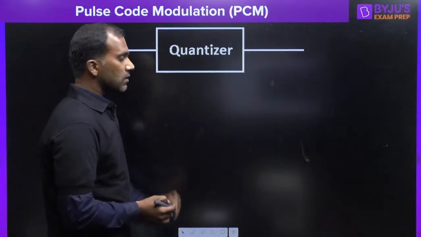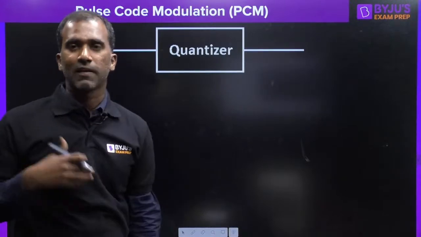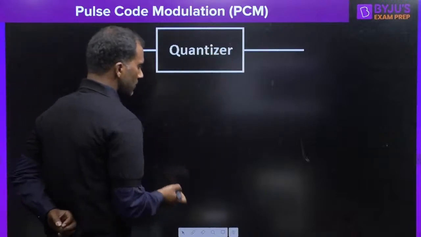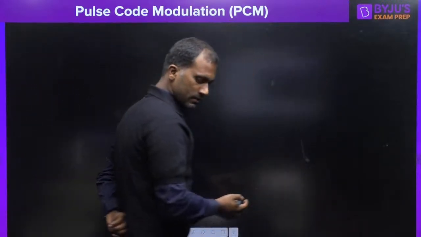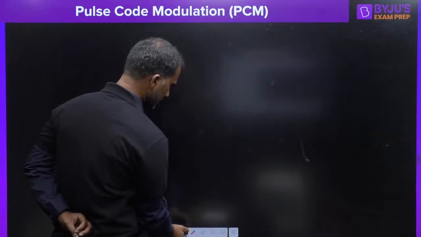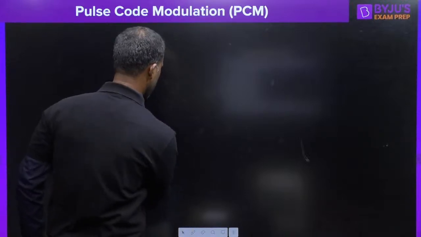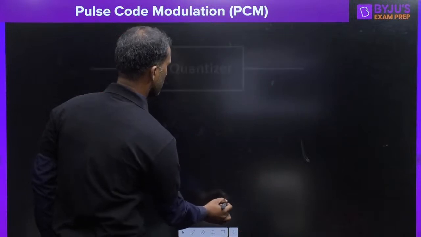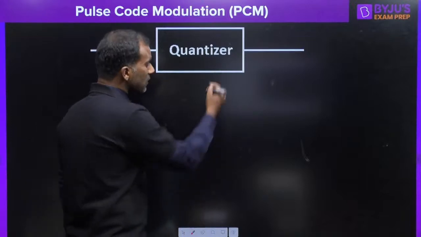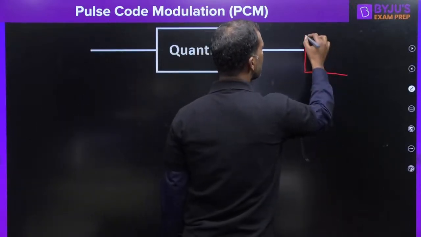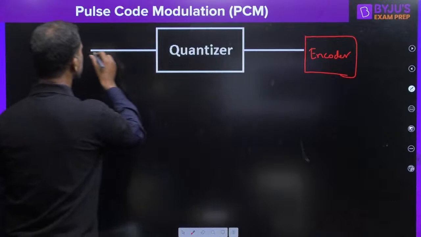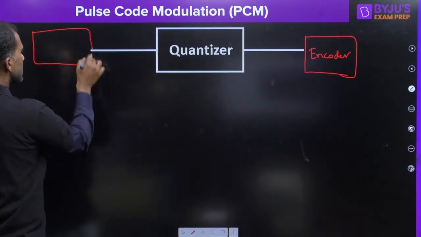Right, quantizer. First, let us understand the basic idea of the quantizer. Why do we need this quantizer? After the quantizer, the block is the encoder, and the block before the quantizer is the sampler.